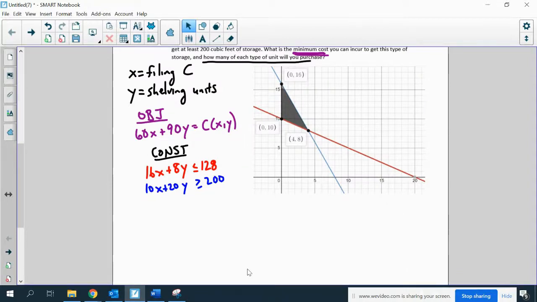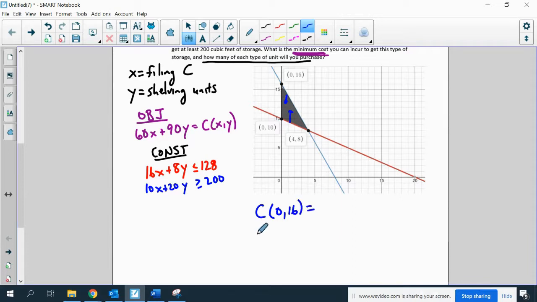3 possible points here. So it's greater than this line. So I actually have the colors backwards. This blue one represents this red line. So 10x plus 20y is greater than or equal to 200. And then this blue line, which is actually the red equation, it has to be less than that. So we're in this region here. So I need to try the costs at (0, 16), (0, 10), and (4, 8).